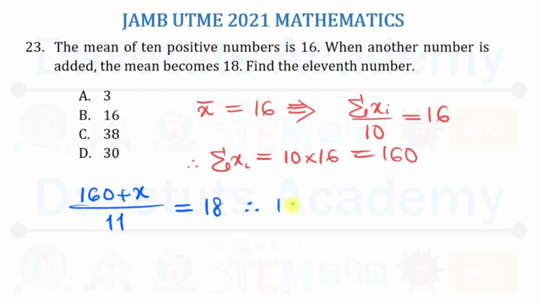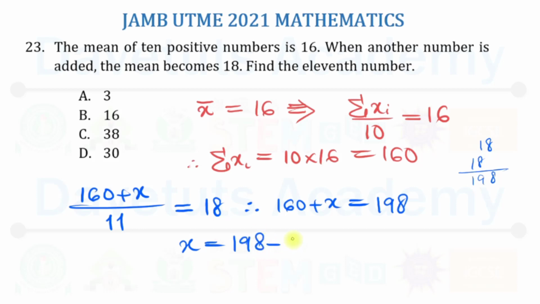If you cross multiply, we just have 160 plus x is equal to 18 times 11. 18 times 11 will be 18 multiplied by 11. So 198, good. So that is 198. So that x, the new number, is 198 minus 160. What's 198 minus 160? That will be 38. And looking at our options, we can see 38 reflecting in option C.